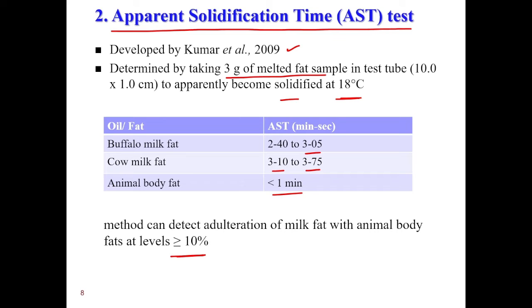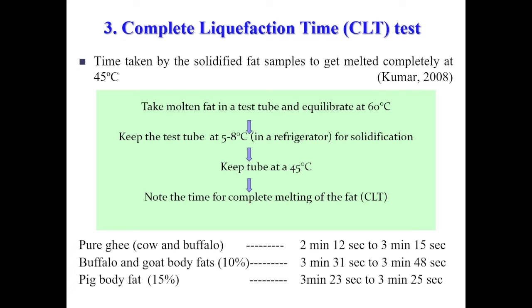And then, if you want to detect animal body fat in ghee, that is possible only at a level higher than 10%. Then another test is the complete liquefaction time. This is just the opposite of the AST. The name indicates the time taken by the solidified fat sample to get completely melted at 45 degrees Celsius. How much time is taken by a solidified fat sample to get completely liquefied at 45 degrees Celsius? That is known as the complete liquefaction time.